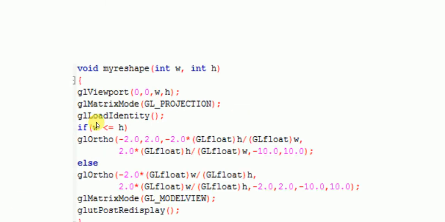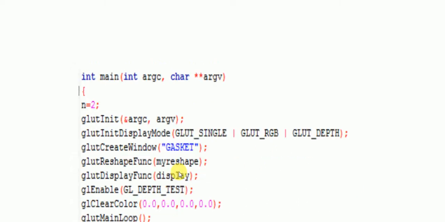And this is the reshape function. This is the orthogonal projection: matrix mode, projection, load identity, ortho with left, right, y minimum, y maximum, z near, z far. And this is the initialization of the graphics utility toolkit.